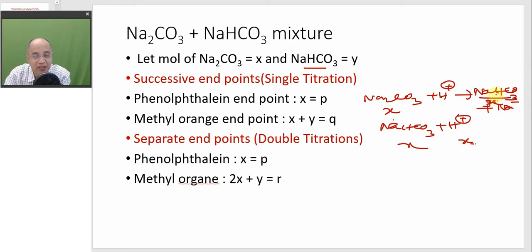The compound is the same, but Y was originally present, and now X has been formed here. So X plus Y is the titer value. Whatever titer value you get at the next methyl orange endpoint, you convert it into the number of moles, and you will find X plus Y is equal to Q. So by solving this, you get X and Y.